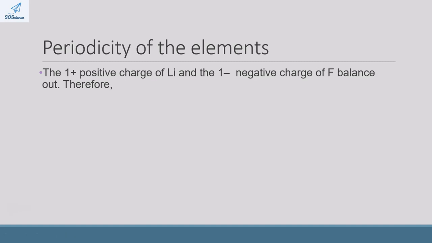So remember that an ionic compound is always neutral. So the 1+ positive charge of lithium and the 1- negative charge of fluorine will balance each other out. So Li+ plus F- makes LiF. This is known as lithium fluoride, which you should be able to name based on the naming methodology that we have learned.